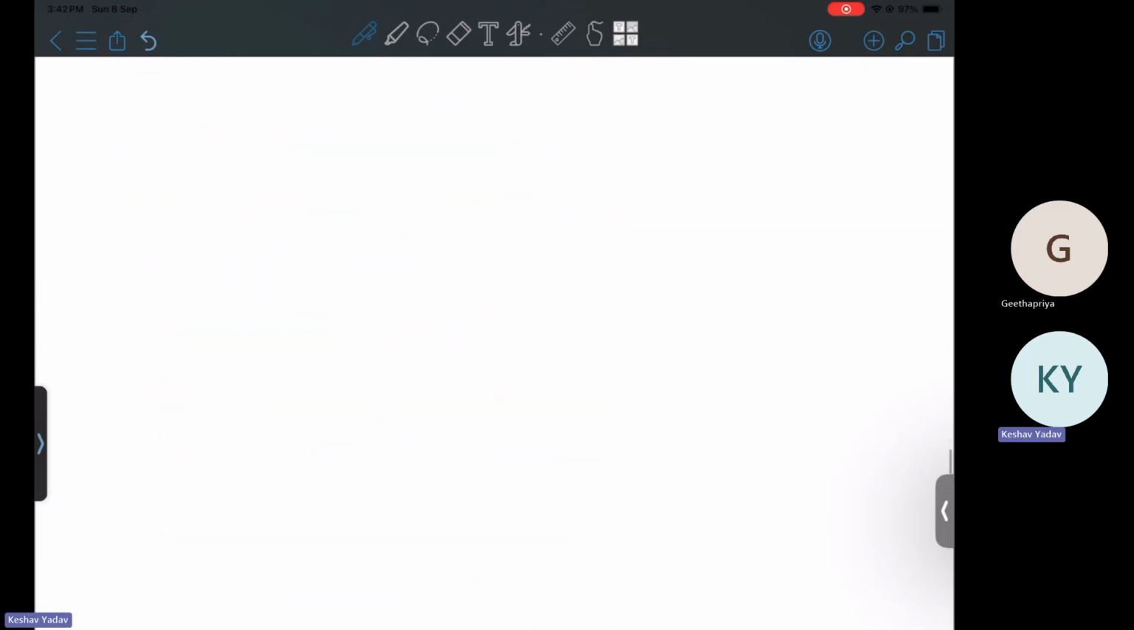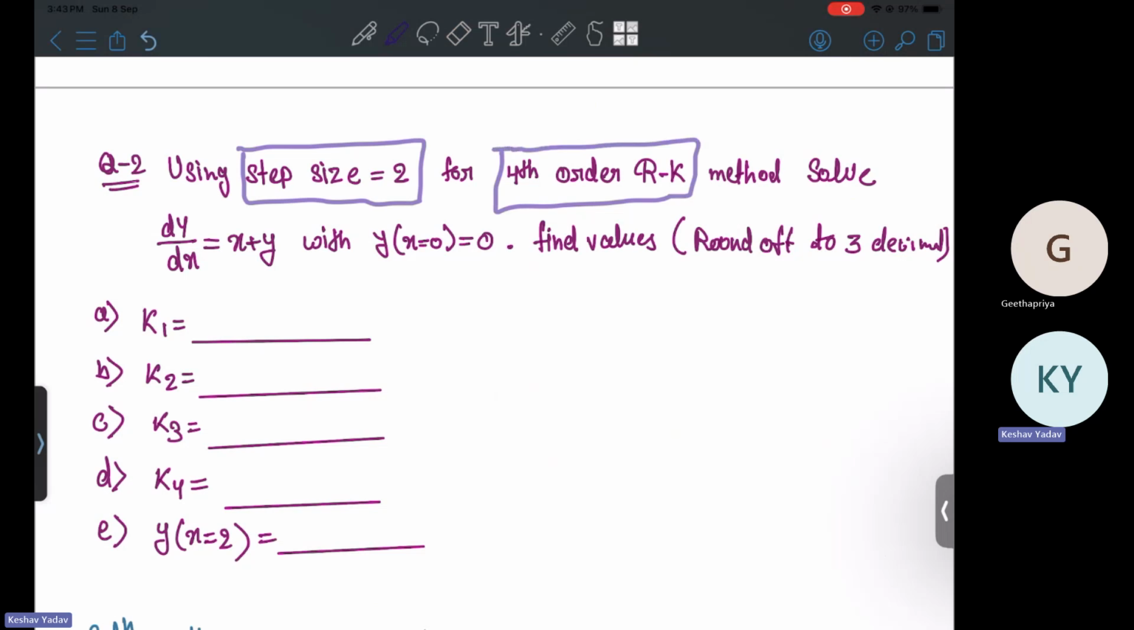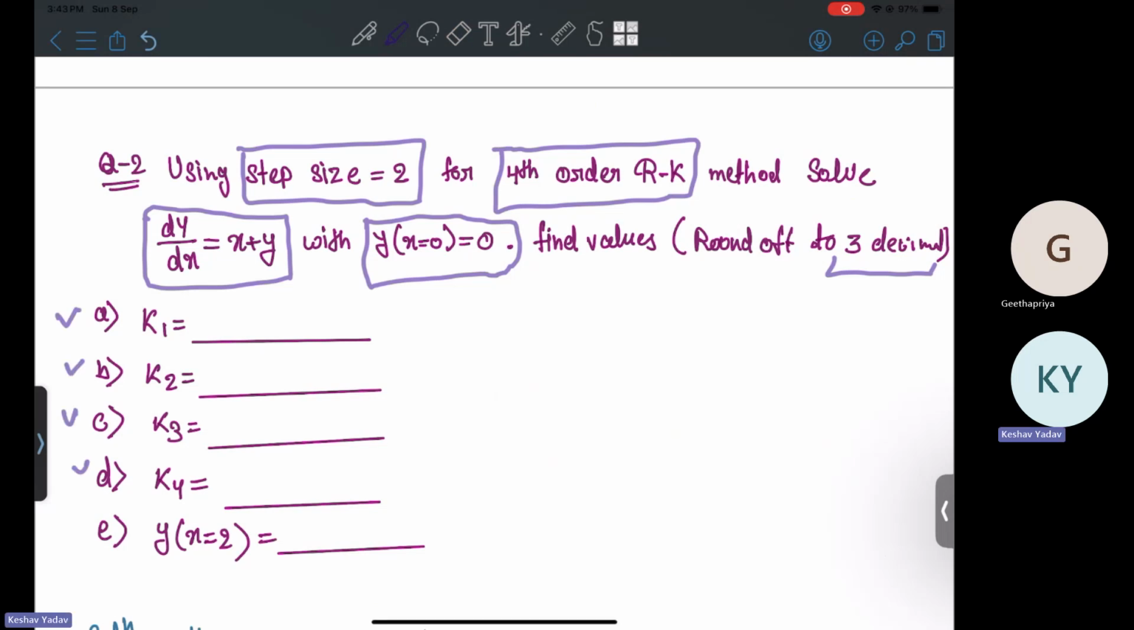Now we move toward the next problem. So this is the next problem. Here we will use the step size as 2, and we'll use the fourth order Runge-Kutta method to solve this differential equation dy/dx equal to x plus y. The initial condition is y at x equal to 0 is 0. We need to round off our answer to the third decimal place. Then we need to find k1, k2, k3, k4, and by using these, find y at x equal to 2. Okay. Please try to solve this problem.